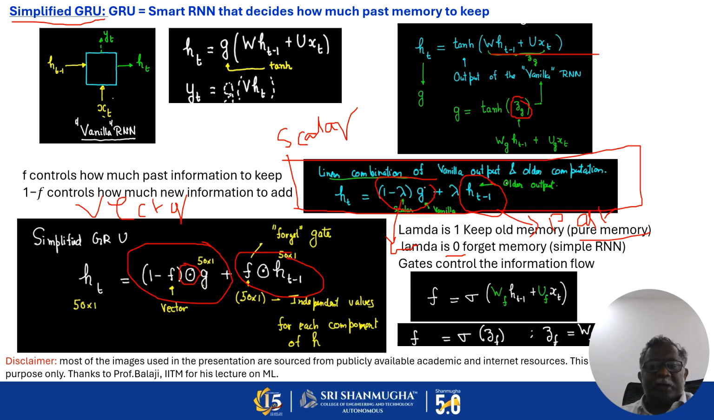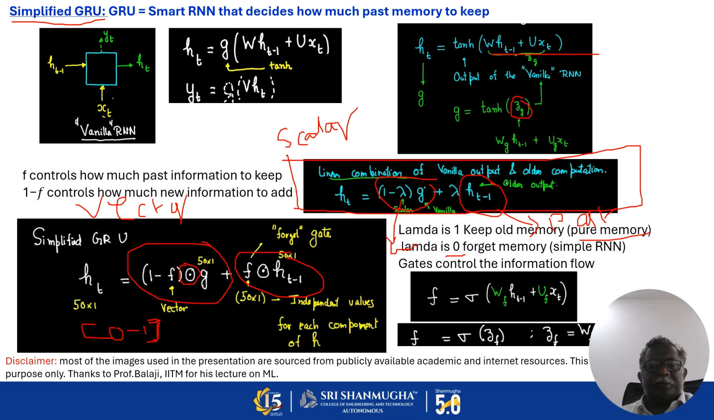And for the case of f, in place of lambda we put f. The f can be represented as sigma of the previous hidden state and the current input. So why is it a sigmoid activation function? What values do we want? It should be 0 to 1. It is similar to what we see in logistic regression. So all the values should be between 0 and 1.